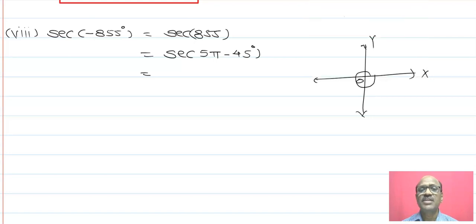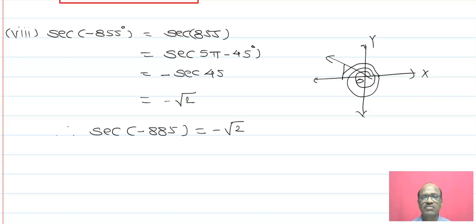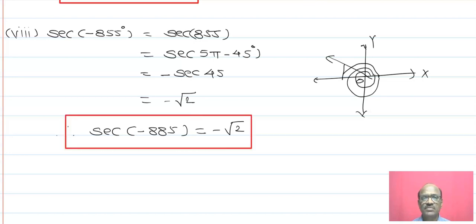And there is an integral multiple of the pi. It comes in which quadrant? That is 2 pi, 4 pi, again 5 pi, and again minus. It comes in the second quadrant. In the second quadrant, cos is negative. Therefore, minus sec of 45, and cos 45 is 1 by root 2. Therefore, sec 45 is root 2. Therefore, the final answer is minus root 2. Therefore, sec of minus 885 is equal to minus root 2.